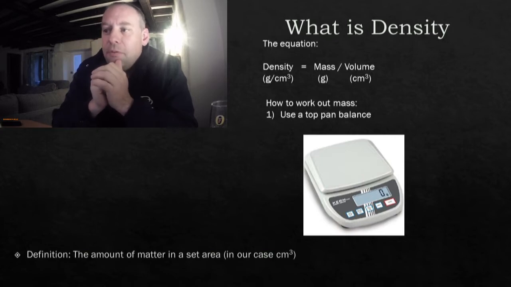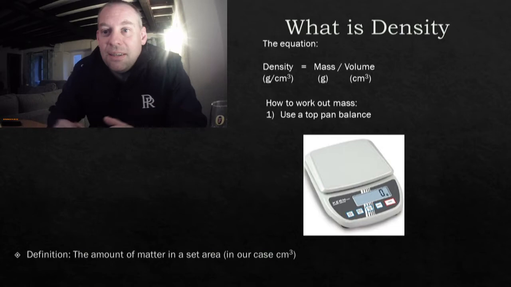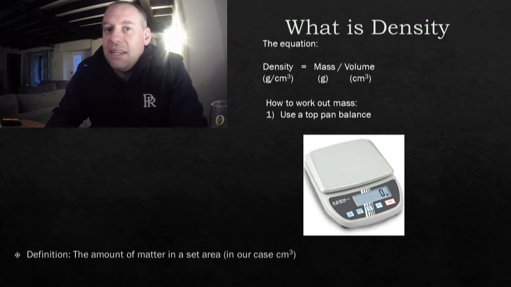Well, practically, the first thing we need to do is work out the mass, and the mass is easy. All you need to do to work out a mass is put it on a top-pan balance. The top-pan balance will give you its reading, and the reading in this case will be in grams. So we've got our mass. That is easy to do.